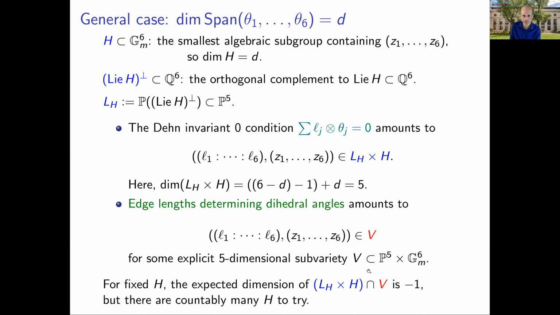We're intersecting a 5-dimensional variety and another 5-dimensional variety inside an 11-dimensional variety, this one. So you expect them not to intersect at all, and the expected dimension of the intersection is -1. So it's an unlikely intersection. For any given H you can in principle compute this, but there are countably many algebraic subgroups to try. So it's some kind of unlikely intersection problem, where sometimes, as we said, we know there are some infinite families, so sometimes this dimension is larger than we expect.